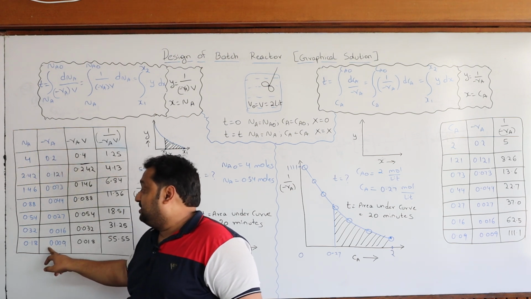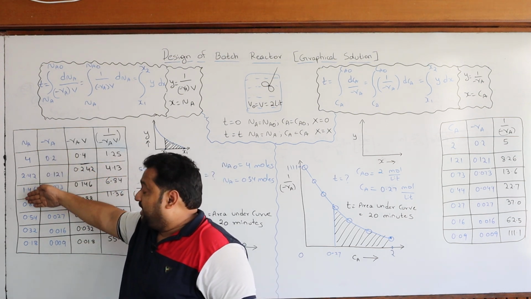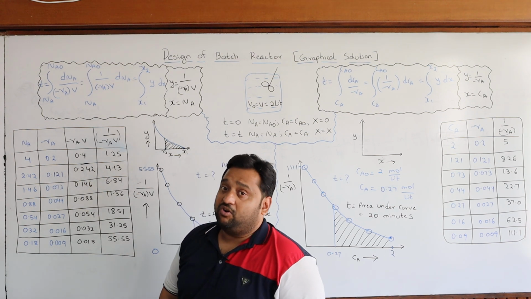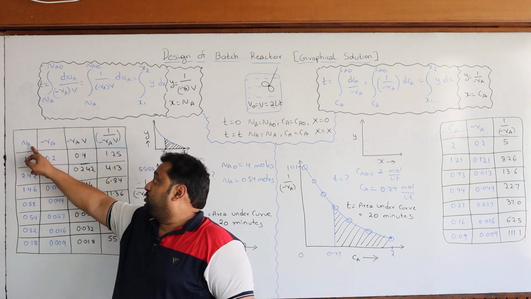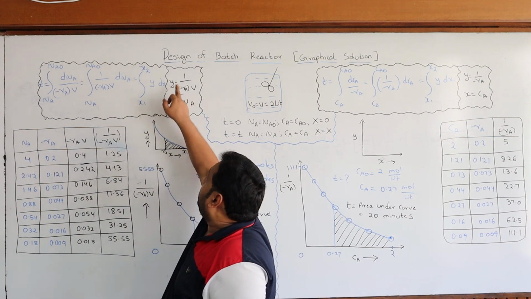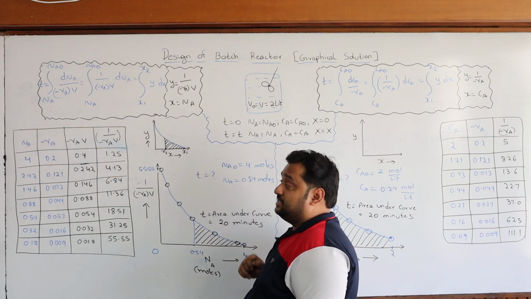Fewer moles means less speed. As the reaction progresses, the moles of A get reduced, so the rate of reaction is reduced. These two are my experimental data. What I need to plot is 1 by minus Ra into V on the y axis, and moles on the x axis.